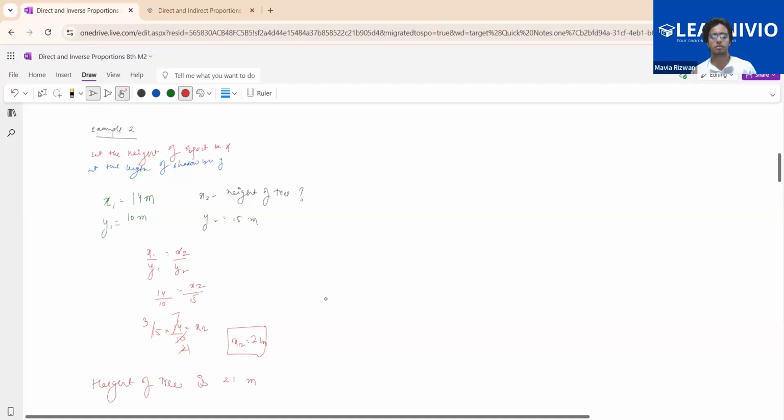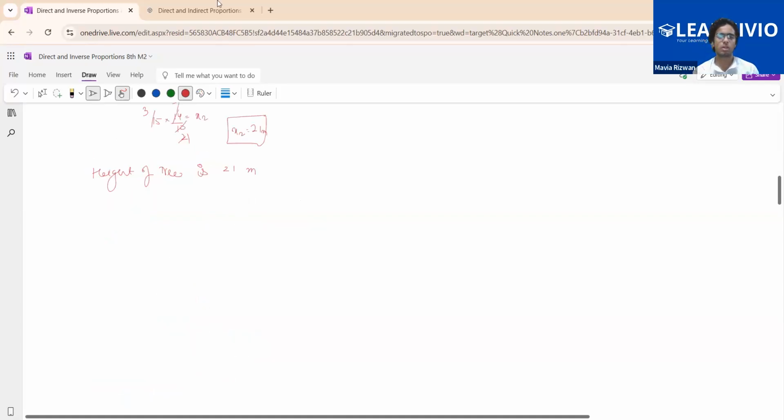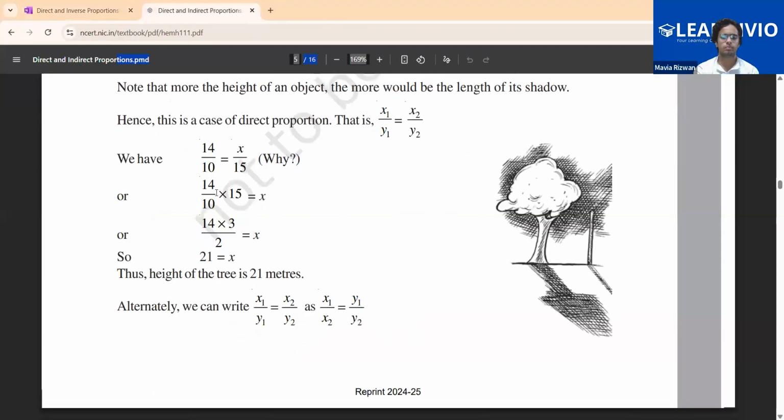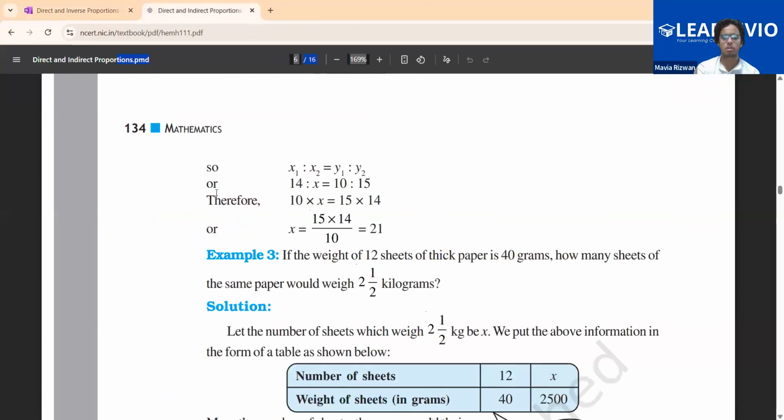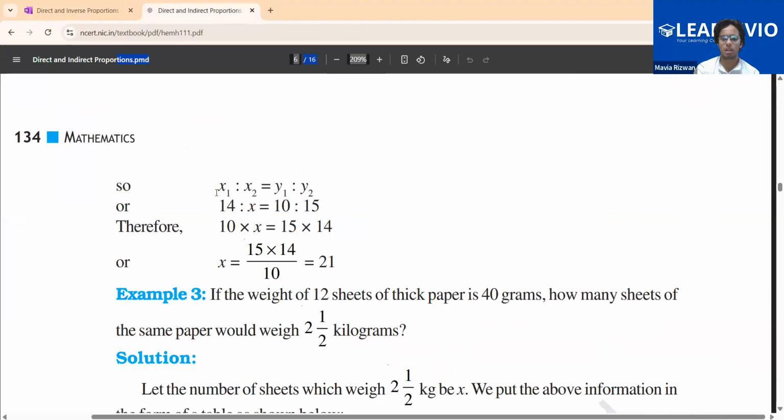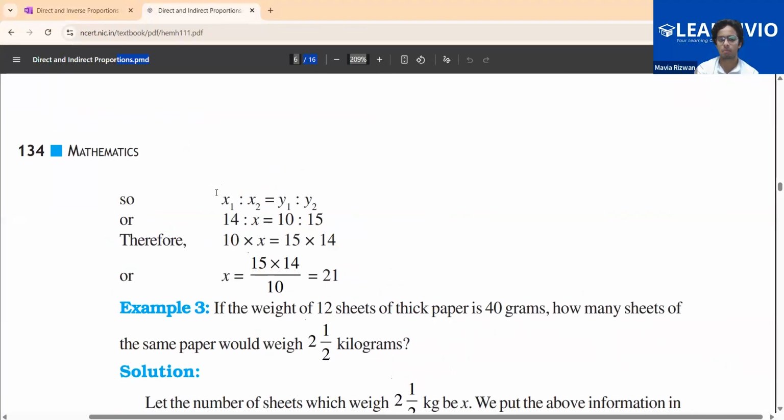Are you done writing this? Yes, sir. Based on this, I want you to try example number 3. Just remember the unit should be same. Write down.